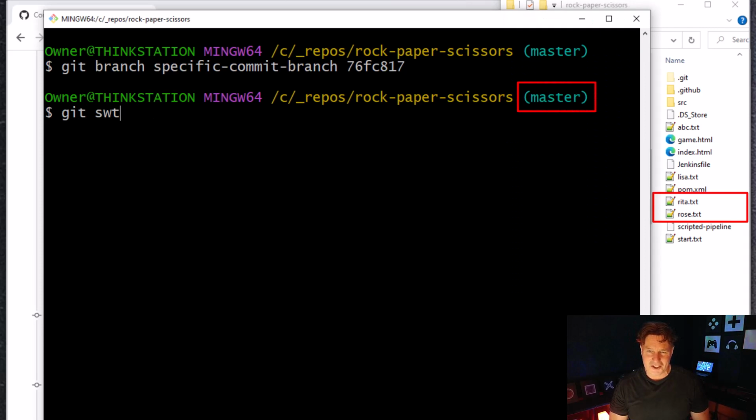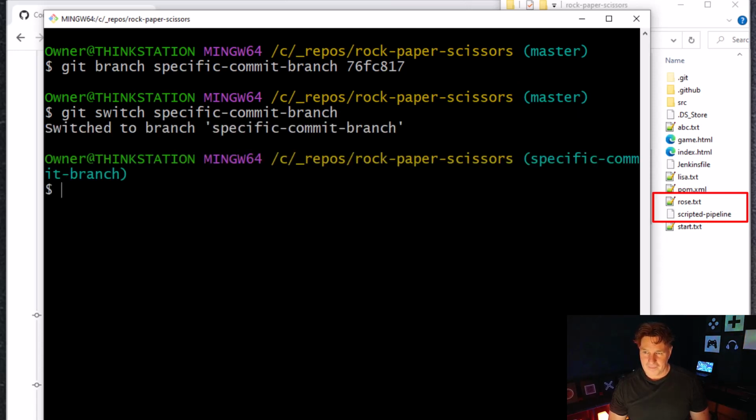So git switch and say specific commit branch. And boom, there we are. We've now switched over and Rita is gone. Now, the drawback to this strategy is you're creating an extra branch, which isn't a big deal. You can delete branches anytime that you want.